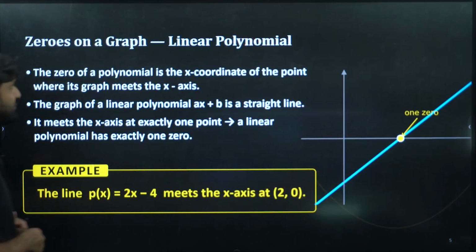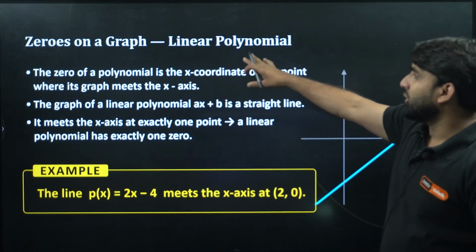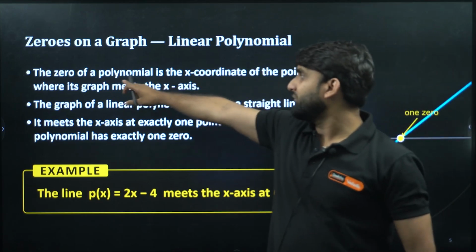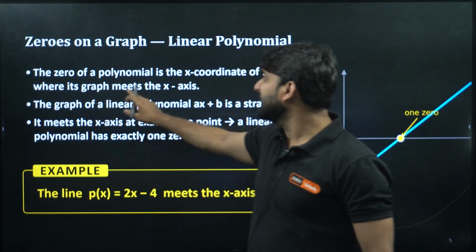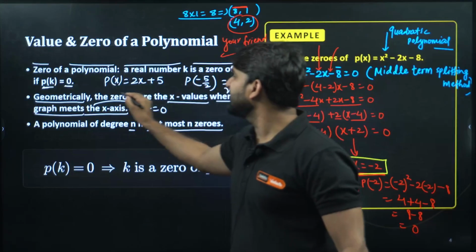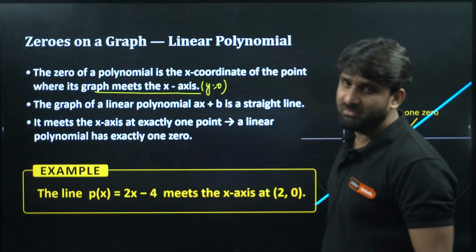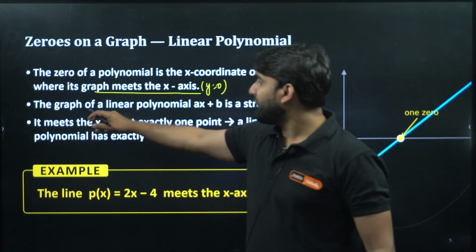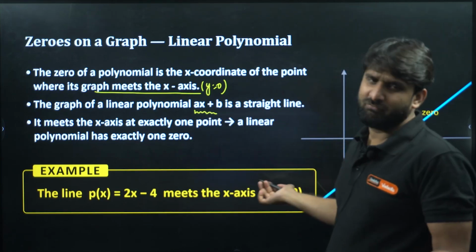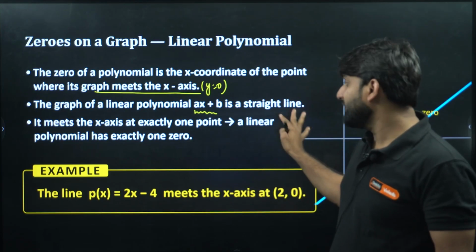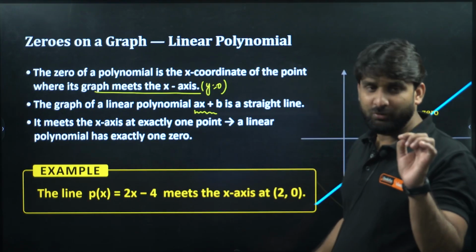Moving ahead. So we have already discussed this point: zeros on a graph, linear polynomial. The zero of a polynomial is the x coordinate of the point where its graph meets the x-axis. So if the graph meets the x-axis, it means that the y coordinate will be 0. The graph of a linear polynomial ax plus b, which is the general format of a linear polynomial, is a straight line. We have already discussed and proved this. It always gives you a straight line. It meets the x-axis at exactly one point, and that point will be your zero.